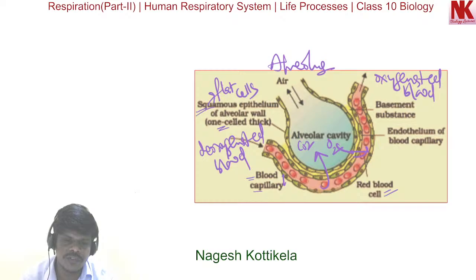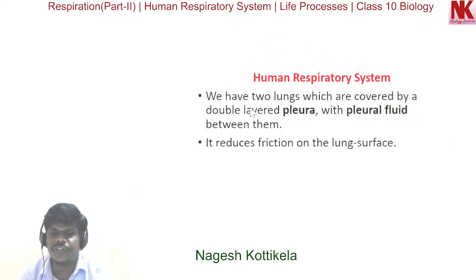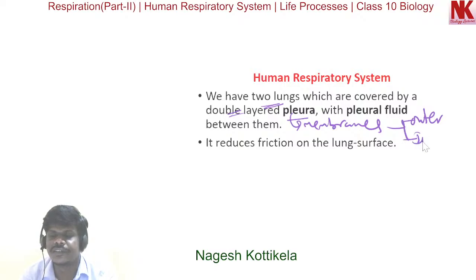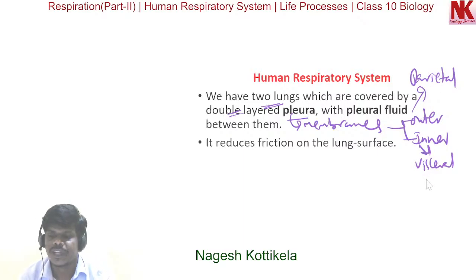Now moving to the next, we have two lungs which are covered by a double-layered pleura. Pleura are membranes. There are two membranes, outer and inner. The outer membrane is parietal, the inner membrane is visceral. So parietal pleura and visceral pleura are the two membranes.